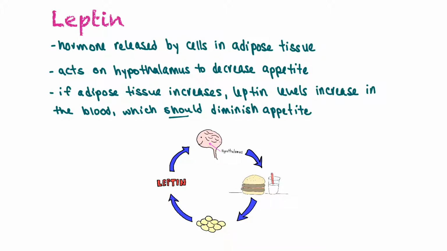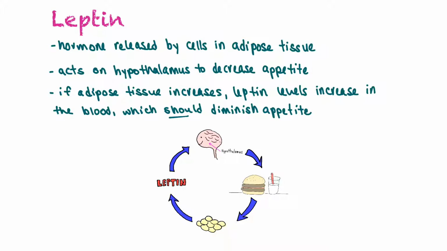Leptin is a hormone released by cells in our adipose tissue. It acts on the hypothalamus to decrease appetite. So if our adipose tissue increases, our leptin levels will increase in the blood, which should diminish our appetite. So if the hypothalamus detects reduced leptin levels, then it will stimulate us to feel hungry, we'll eat a meal, and then some of that fat will get stored in our adipose tissue, which then would release leptin, which would feed back on the hypothalamus to stop feeling hungry. So that's the normal loop.